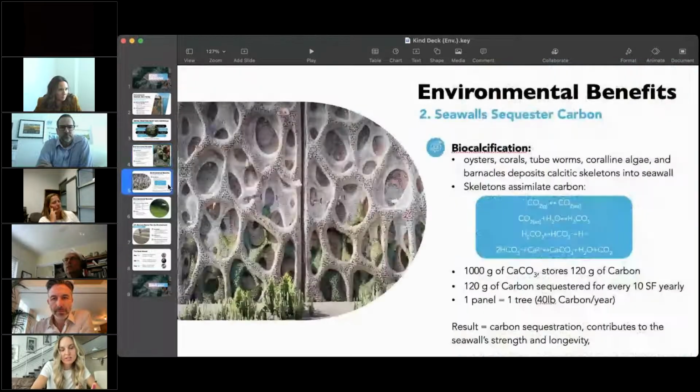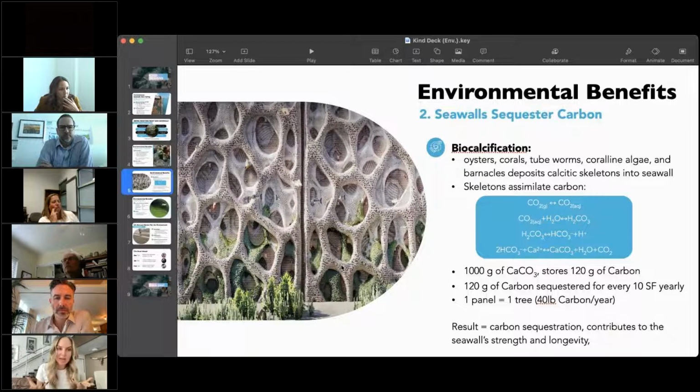And then the second benefit is that the seawalls, because of their function as an artificial reef, can also sequester carbon. Through a process that all of you scientists are very familiar with, biocalcification. So different organisms like oysters, corals, tube worms, algae, barnacles, when they attach to the seawall, they actually deposit their skeletons into the wall. And the skeletons are what assimilate the carbon.